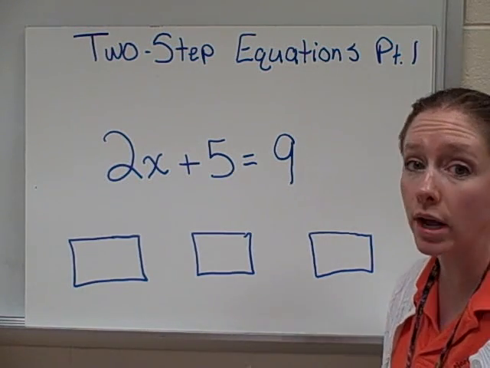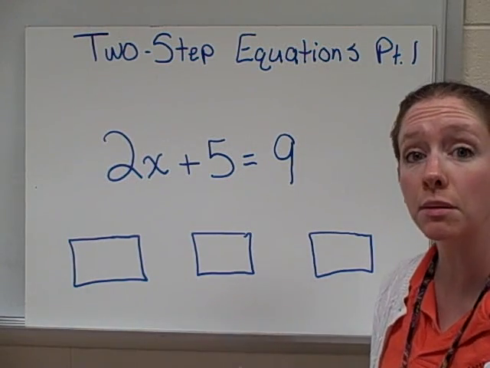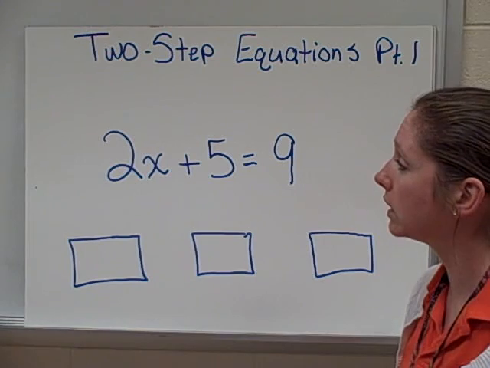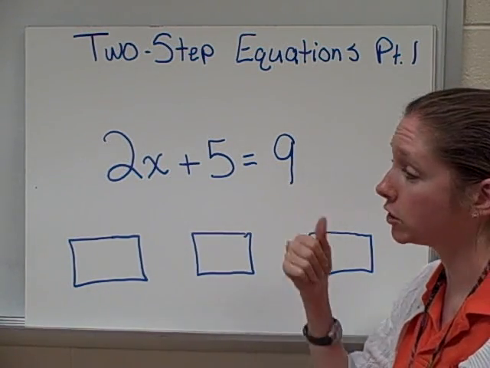So when we show different strategies, remember that you have to make some choices about which one you understand best, and be able to understand all the strategies anyway so that you can explain it to someone. 2x plus 5 is equal to 9 is our first equation.